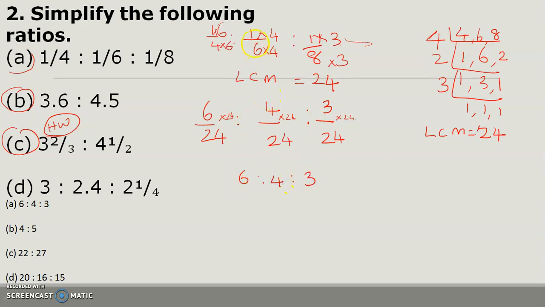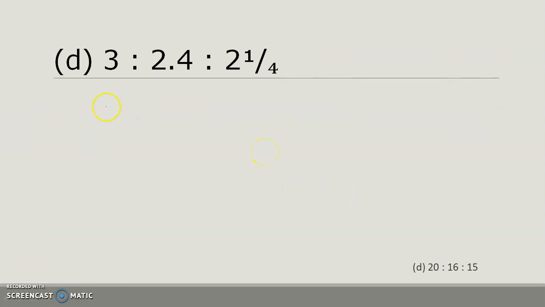You can directly write this is simplified to 6 is to 4 is to 3. Is it clear, children? What is the first step? You have to find the LCM, find the equivalent fraction for all the fractions that are there in the ratio, and then write it in the simplified form. Shall we move to the next question? Okay. Now we have the combination of whole number, decimal and fraction. So my objective is to have it in the simplest form. If I say like this, it will not be easier. So I will write everything in fraction form first.